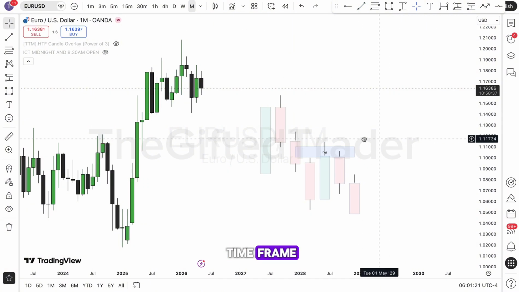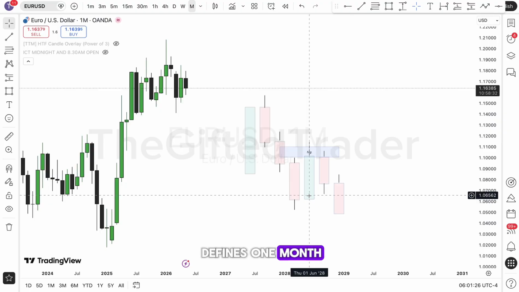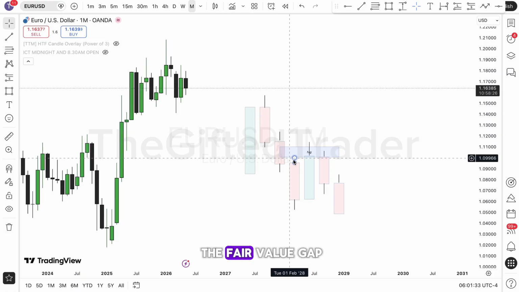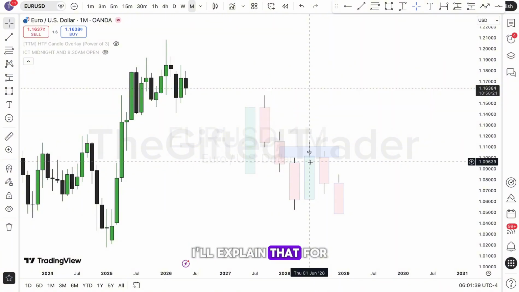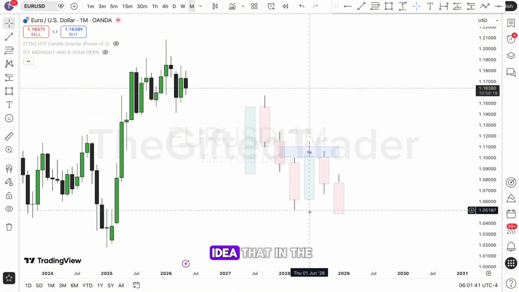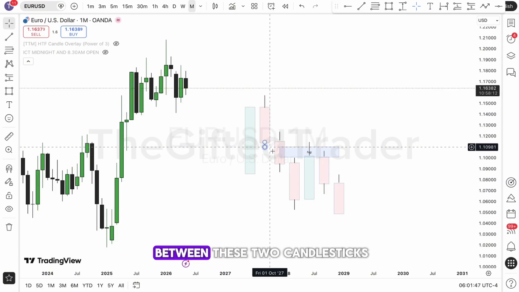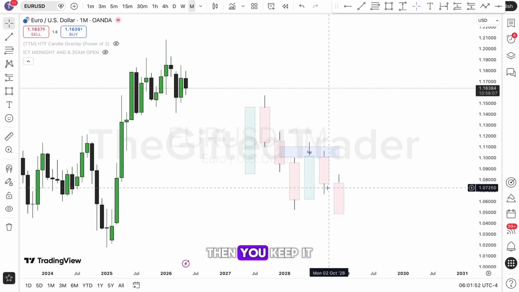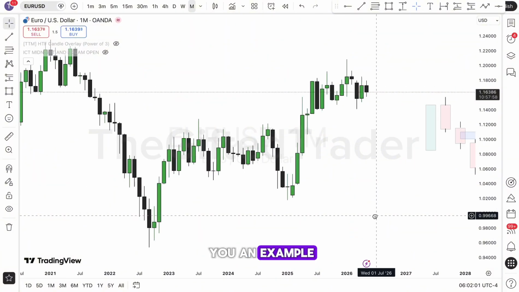Now, in the higher time frame, this is what you will see, because let's say each of these candlesticks defines 1 month. So this is 1 month, this is 1 month, this is 1 month, right? Price went back to the fair value gap. On the lower time frame, this will be many candles. I've explained that for you. Now, since you have an idea that in the higher time frame, once price sweeps away this fair value gap, that is the gap between these two candlesticks, it's going to reverse. Then you keep it in your mind that the trend on the lower time frame will reverse. Now, let me give you an example.